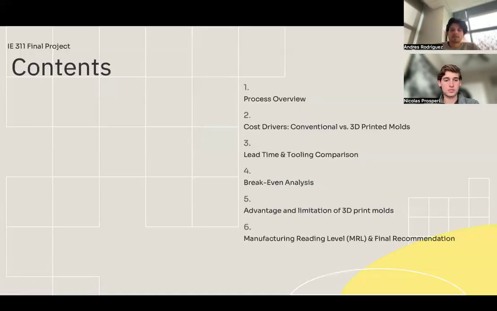Here's the roadmap for our presentation. We'll begin with a process overview of both manufacturing methods, then we'll compare the major cost drivers, followed by a look at lead times and tooling. Next, we'll examine the geometric capability and then walk through the break-even analysis. We'll also review the advantages and limitations of 3D printed molds, discuss manufacturing readiness levels, and finish with our final recommendations.